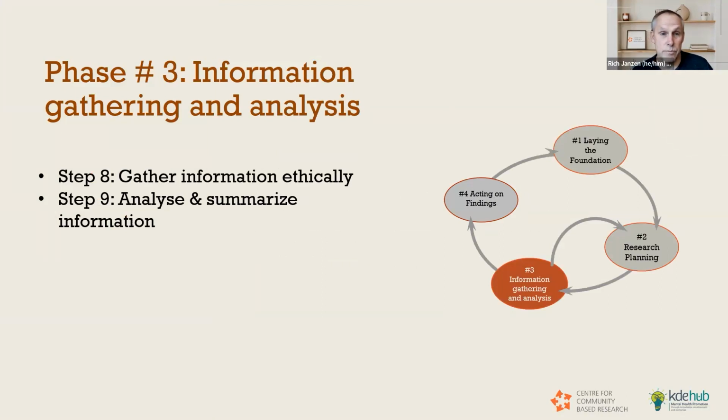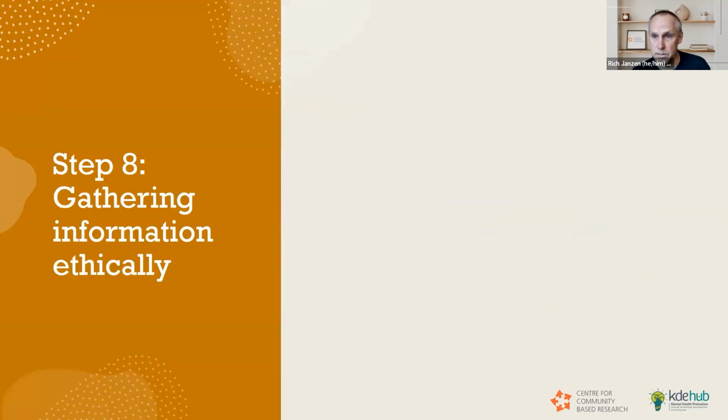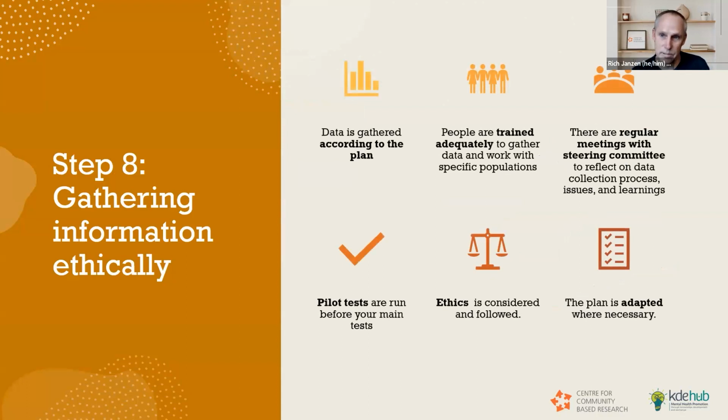So yeah, let's move to phase 3, which is the information gathering and analysis phase. And you can see here we have only 2 steps. One is to gather the information ethically, and the second is then to do something with that information and analyze it and summarize it. So we'll take each of these steps in turn and start off with step 8. And I should also mention that soon we'll have a breakout session, so we'll have a chance to have you contribute to some of the discussion a little bit more deeply.